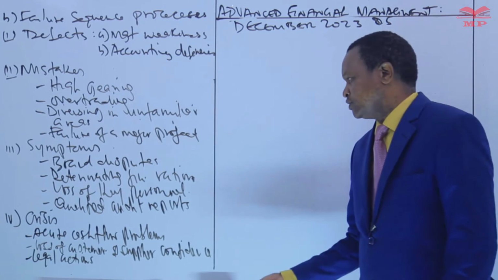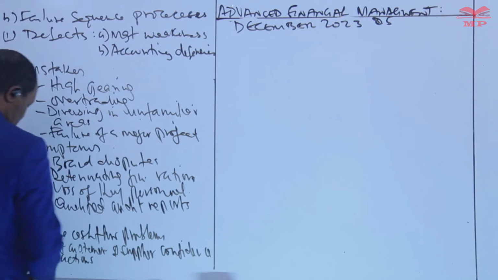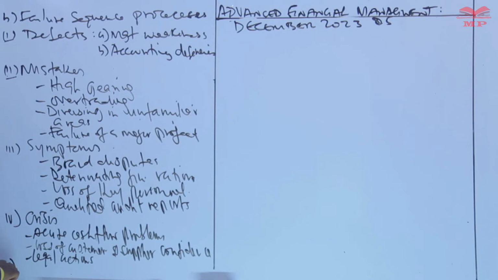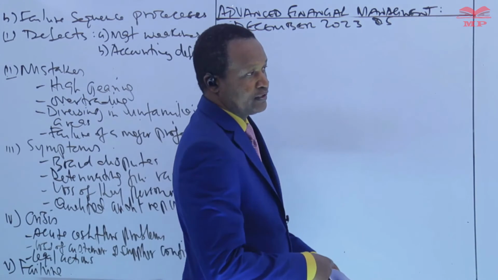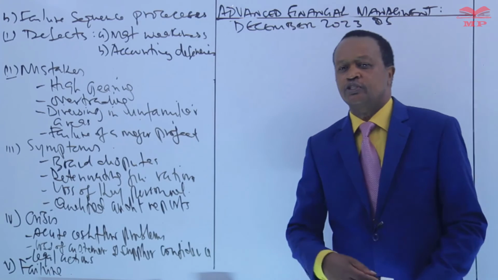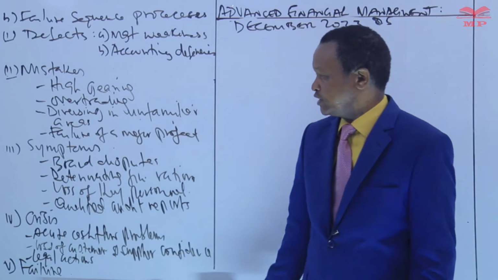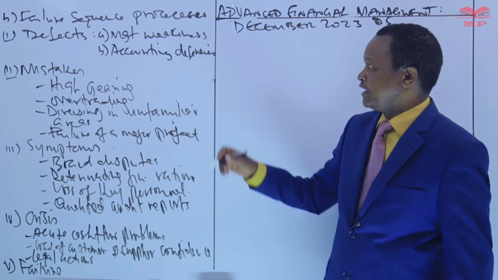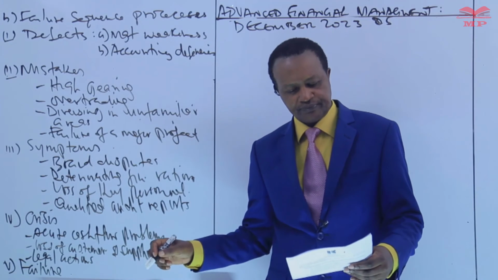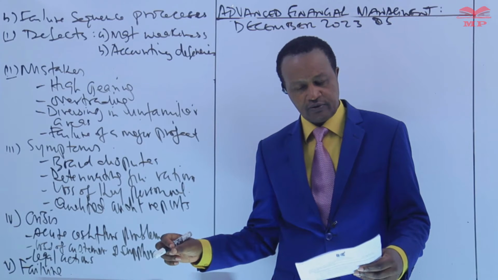Then, of course, the last stage here is failure. You understand? The final stage is corporate failure, which can take the form of bankruptcy, it can take the form of liquidation. Failure can also take the form of acquisition by another company. So these are 5 key stages in the failure sequence process. You understand?